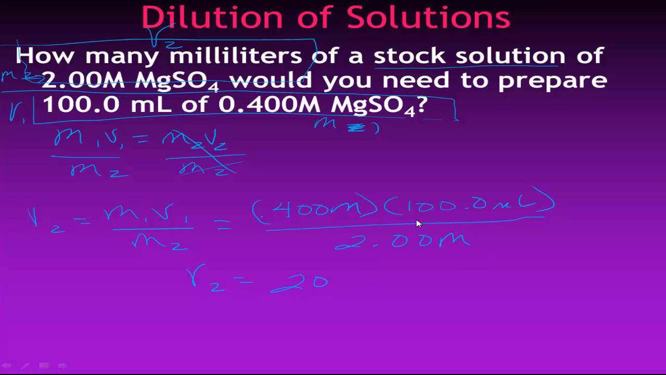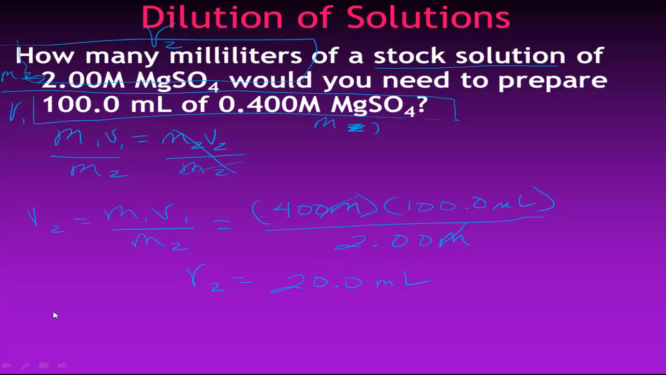But if I go back and look at my problem, I should have 3 sig figs. That's only 1 sig fig. Now that's 2 sig figs when I add the decimal, and 3 sig figs when I put the 0 after it. And my units, molarity cancels, and then I have milliliters left. So my V2 would be 20.0 milliliters.